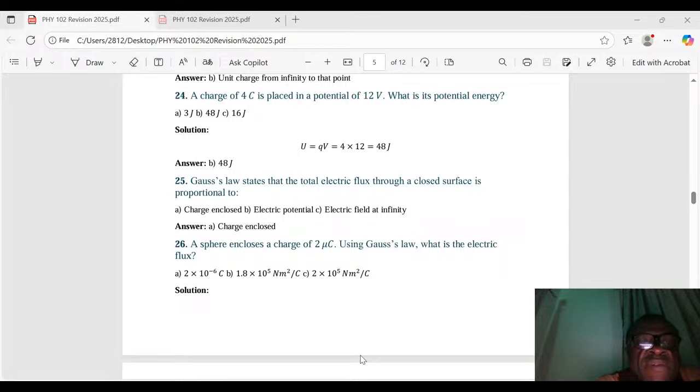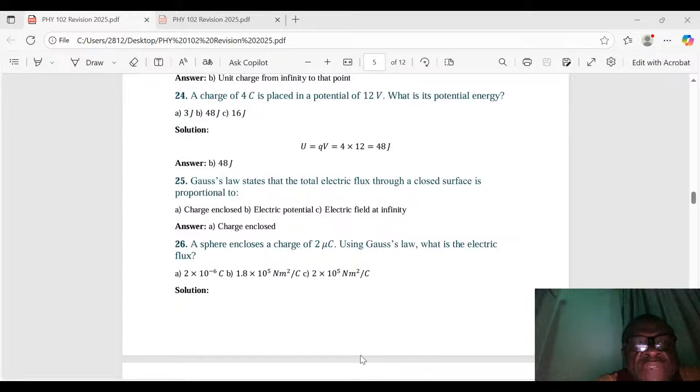Number 25. Gauss's law states that the total electric flux through a closed surface is proportional to A, charge enclosed, B, electric potential, C, electric field at infinity. I'll take that again. Gauss's law states that the total electric flux through a closed surface is proportional to A, charge enclosed, B, electric potential, C, electric field at infinity. A, the answer is charge enclosed.